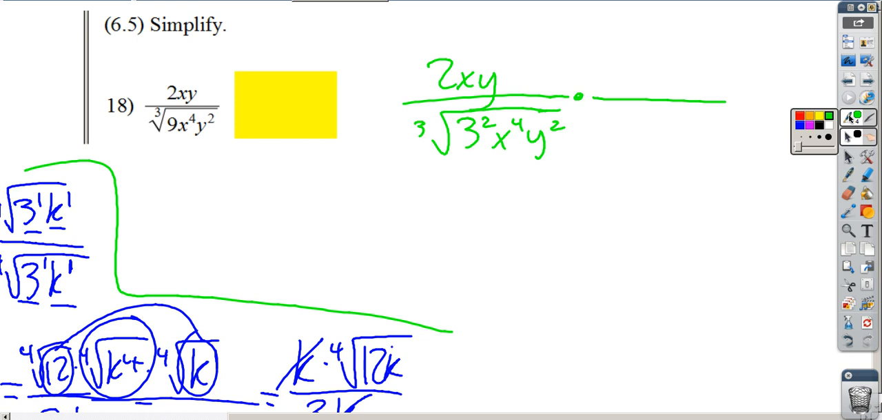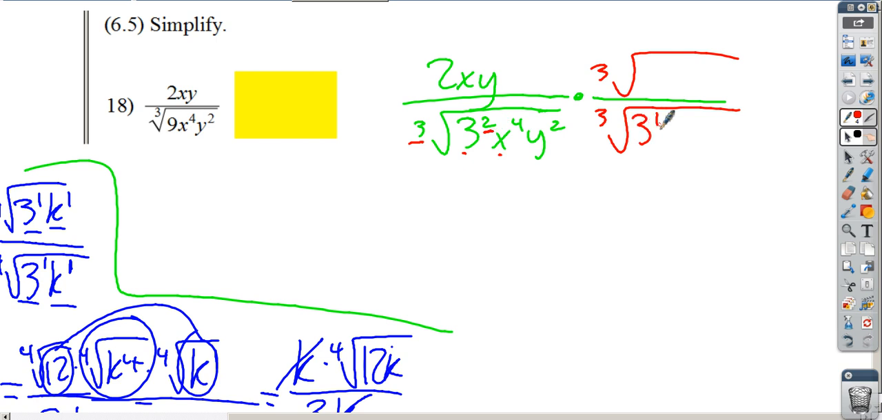And then again, I want to ask myself, how can I get rid of all the stuff in the fraction? I need to have things showing up. Since I'm taking the cube root, I need things to be cubed, or some power of cube down here. So what is that going to wind up being? Well, I have two 3's right here, and I would like to have three 3's. So I need another 3 to get 3 to the third.